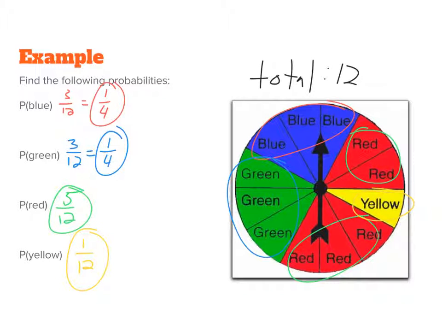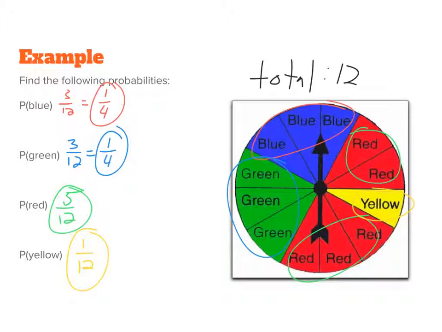So for probability of blue, you should notice that there are 3 blue spaces over a total of 12. So I'd have 3 over 12, which simplifies down to 1/4. Same thing for green. There are 3 green spaces out of a total of 12, giving me 3 over 12 for a probability, which simplifies down to 1/4.